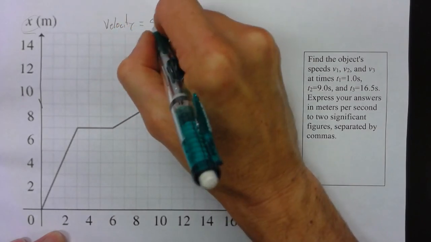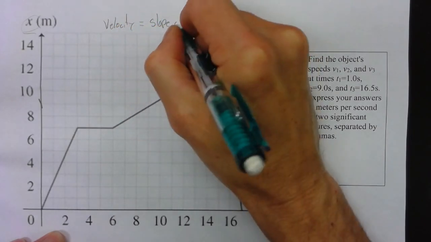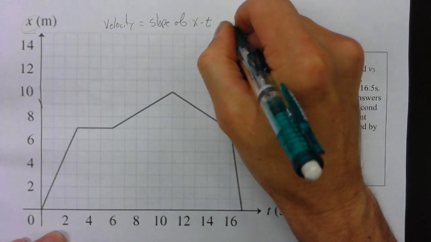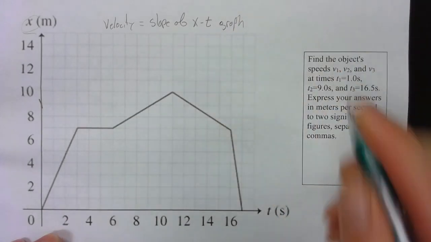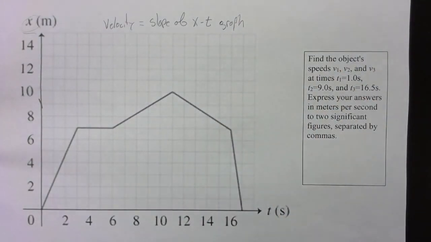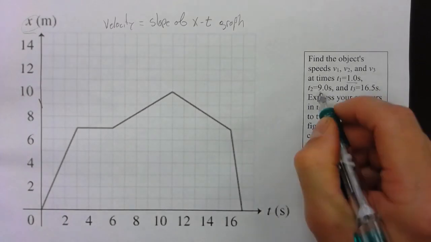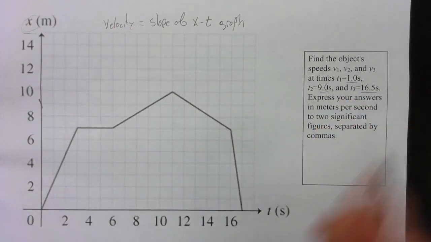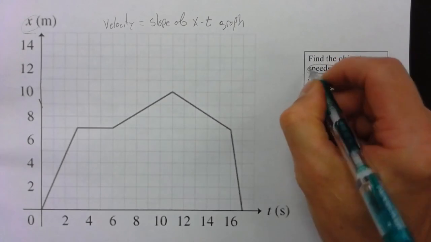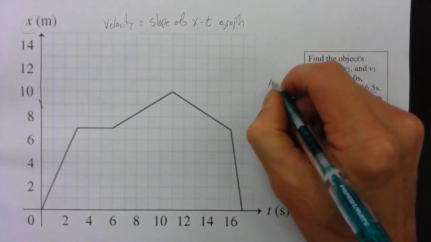is the slope of an xt graph. So we've got to find the slope, and we want the slopes at these specific times: 1 second, 9 seconds, and 16.5 seconds. Now it also asks for speed, so that is number only.